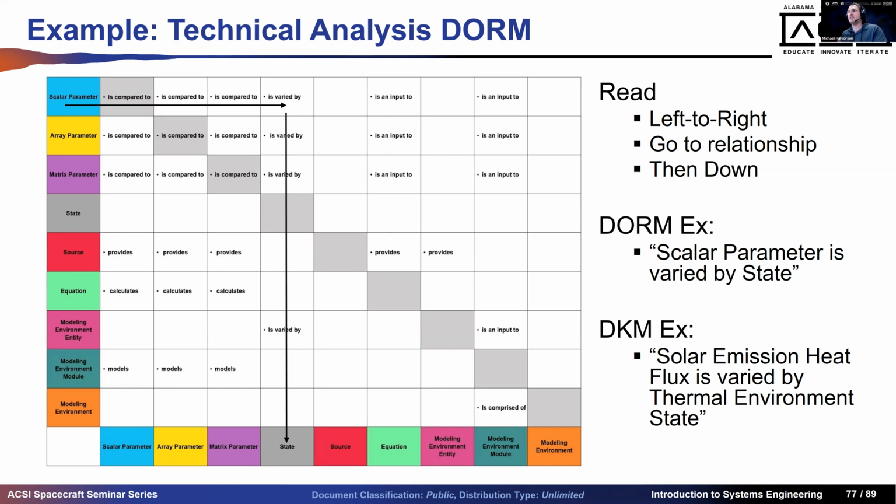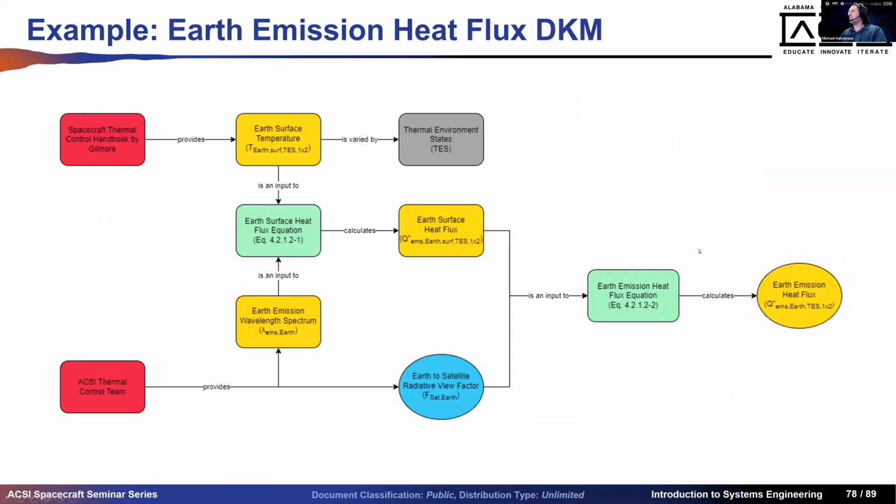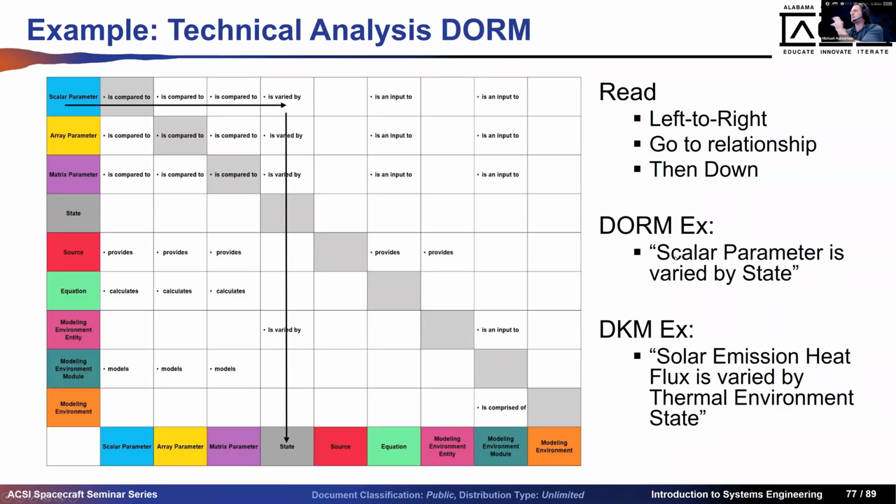These are general. They are generalized. This is not specific. So the example that you would read here is scalar parameter is varied by state, but when you put that into a domain knowledge map, a visual representation of analysis methodology, you get, for example, solar emission heat flux is varied by thermal environment state. So it is extremely strict semantics about how these things can be related to each other. This map is the categories and the relationship between categories, and then you can apply your content to visualize analysis methodology. What does that look like?